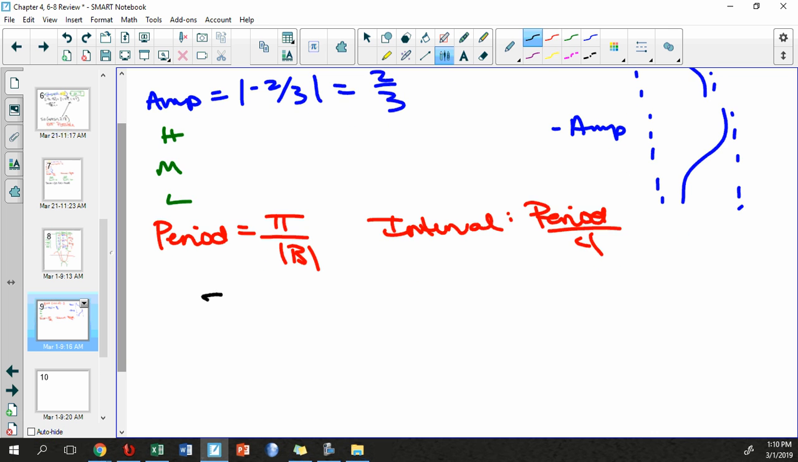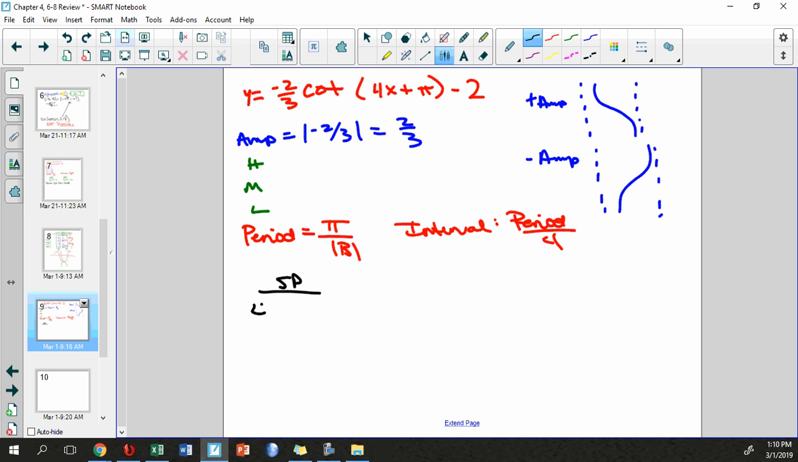Now, what about your starting point? It's the junk in the parentheses, which is going to be the 4x plus the pi, but this time it's set equal to 0. And my ending point is going to be the junk inside the parentheses, and it ends up pi. What if I do tangent? Negative pi over 2 is the starting point, and the ending point would be positive pi over 2. Do you all understand that?